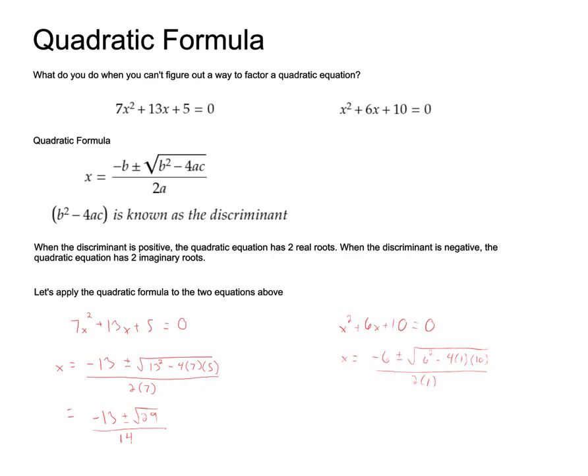When we simplify this, we get x is equal to negative 6 plus or minus the square root of negative 4 all over 2. We can simplify that further, and we'll get negative 6 plus or minus 2i over 2. And then we can simplify that further into negative 3 plus or minus i.